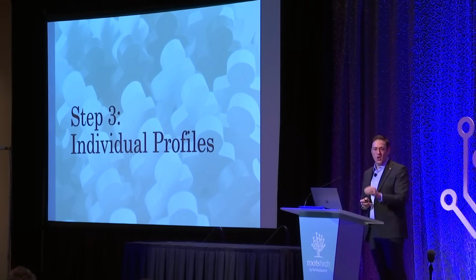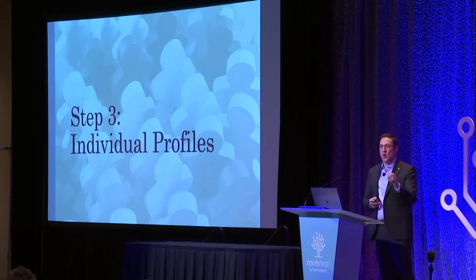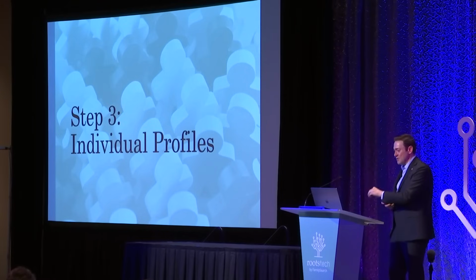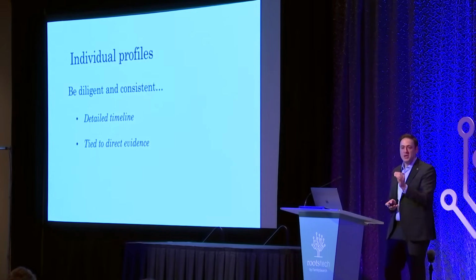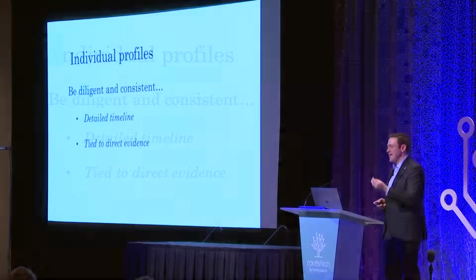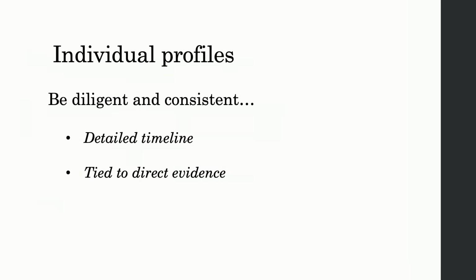The best way to know who your ancestor is, is to know who he or she isn't in the records. So we build profiles, we are diligent and consistent in the process. We create detailed timelines, and we tie that to direct pieces of evidence rather than assumptions that we might have made. We start with a blank sheet, and we figure out what was this Thomas Smith doing in 1760 or 1830 versus the other Thomas Smith.